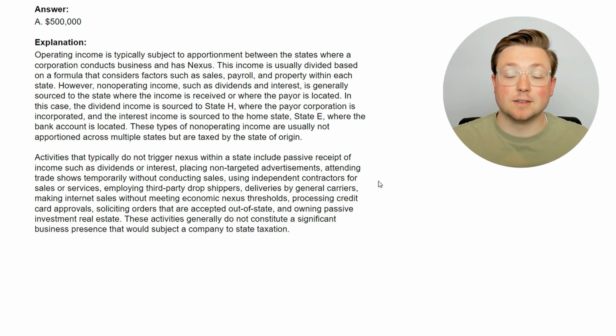So again, that one is a little bit like, some states might use internet sales as a reason to have Nexus, so that's why this threshold is there. Processing credit card approvals, soliciting orders that are accepted out of state, and owning passive investment real estate. These activities generally do not constitute a significant business presence that would subject a company to state taxation. All right, with all that said, that's pretty much what you would need to know for C Corporation Nexus and state taxable income for the CPA exam.